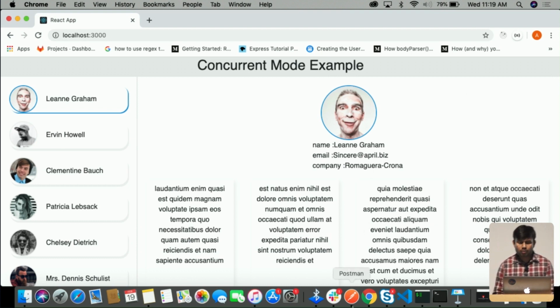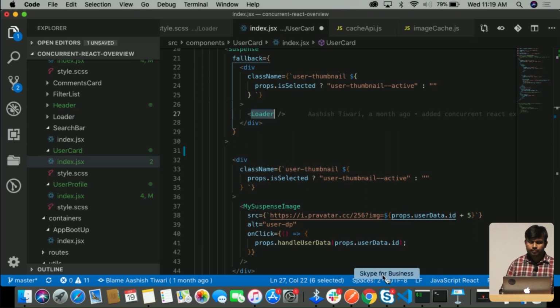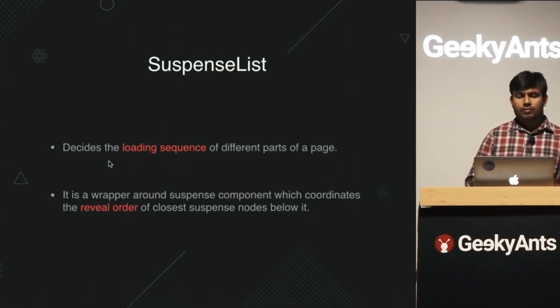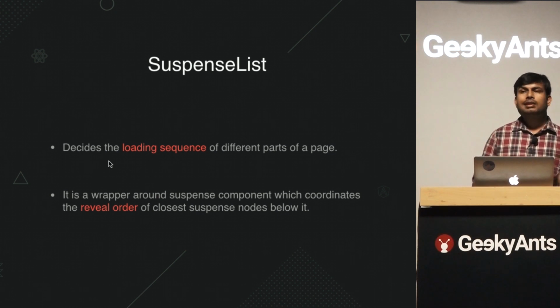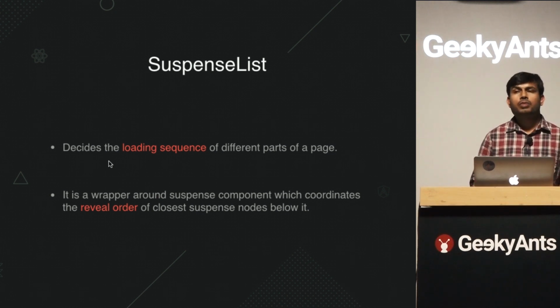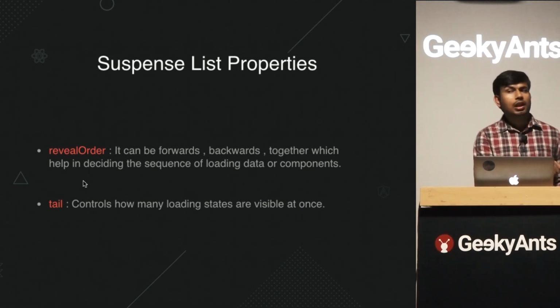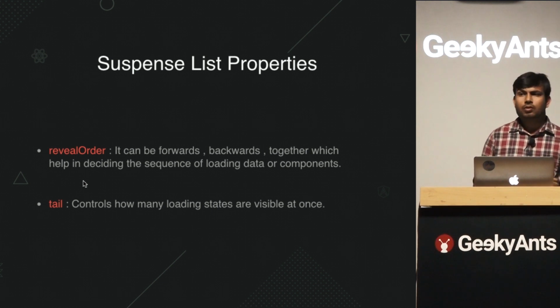So what actually it does is, it is currently a wrapper around the suspense component which decides the reveal order of the closest suspense node below it. So let's see it with an example. So reveal order can be forwards, backwards, or together. I have shown you an example of forward.